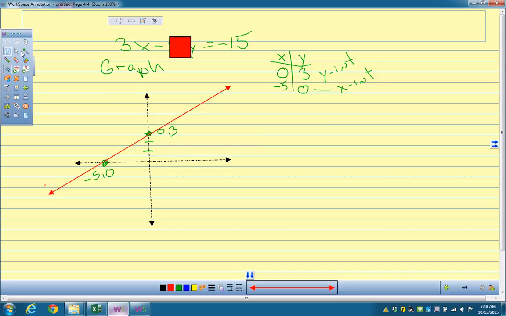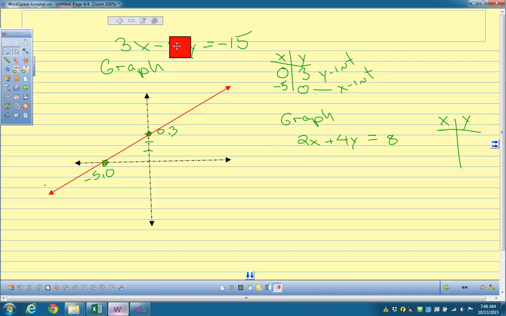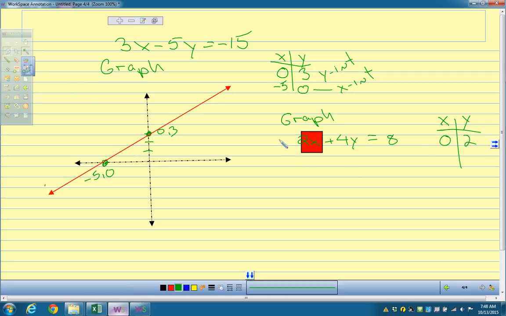So what if I said, real quick, graph 2x plus 4y equals 8. And I kind of do the same thing. I make a little table, okay? So when x is 0, you could use the cover-up, what's y going to be? 2, okay? So I know that I have 1 point on here, 0, 2. When y is 0, take your little rectangle or your hand or whatever. What happened?